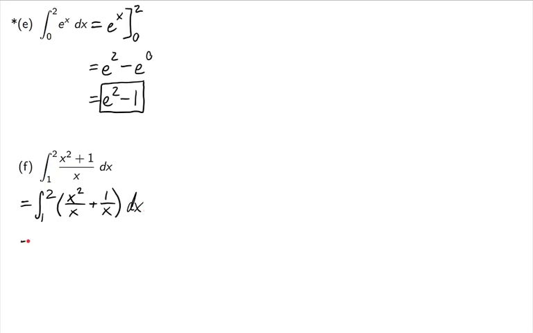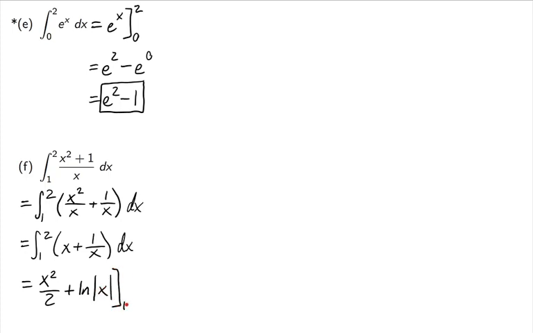Now let's simplify it one more step. This is still the integral from 1 to 2. X squared over x can be simplified down to x. 1 over x I'll just leave alone. And now remember, after you've done this, I still haven't integrated. Let's integrate now. The integral of x is x squared over 2. The integral of 1 over x is the natural log of the absolute value of x. And this is going to be evaluated from 1 to 2.